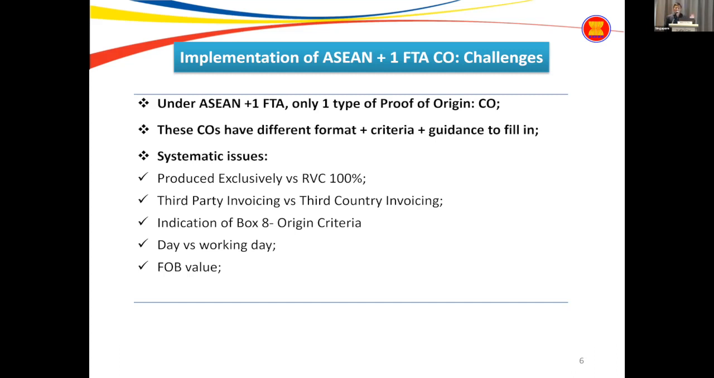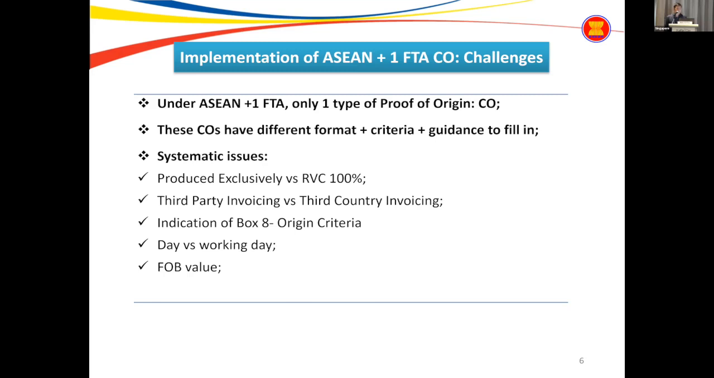That is, if a rule is not really clear, especially rules of origin, you can interpret it in this way or you can interpret it in that way. Then it creates a lot of implementation issues. So, for example, I list down some systematic issues. It means that the issue is created by the rules or the law accorded in the agreement.